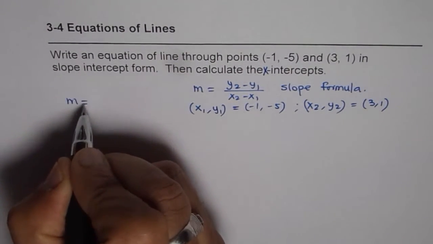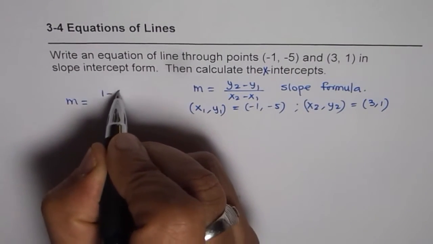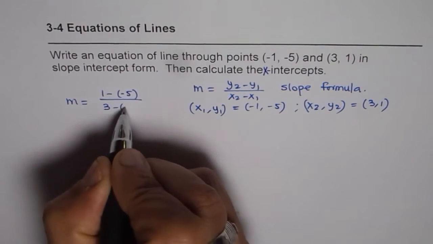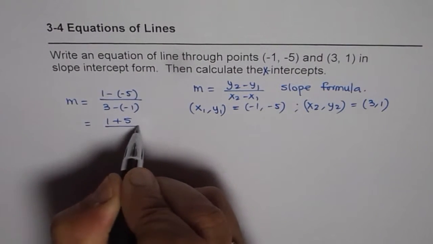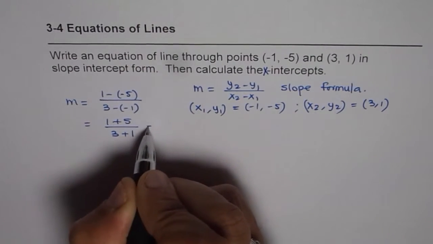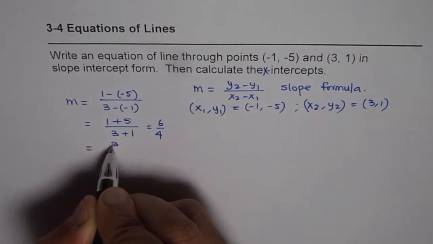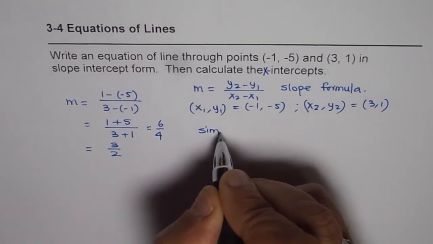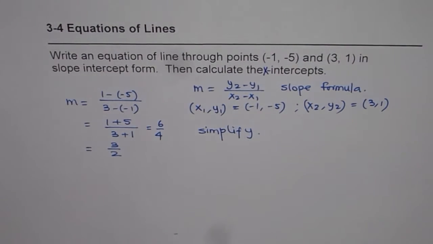So we say the slope of the line will be 1 minus -5 divided by 3 minus -1, and that gives us 1 plus 5 over 3 plus 1, which equals 6 over 4, which we can simplify as 3 over 2. So that is how we can simplify after substituting these values, correct? So now we know the slope.